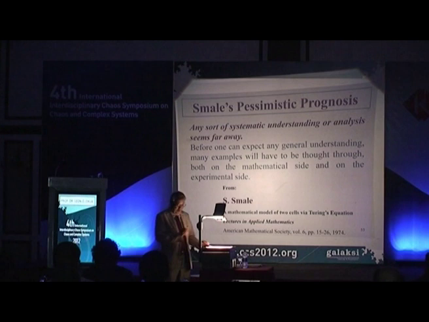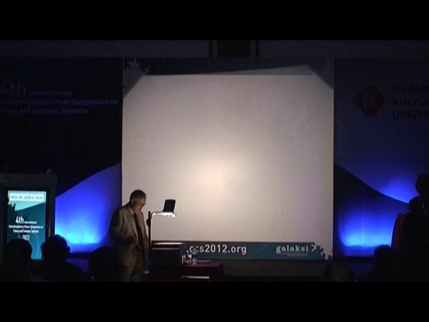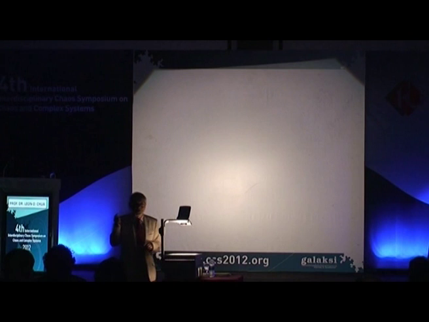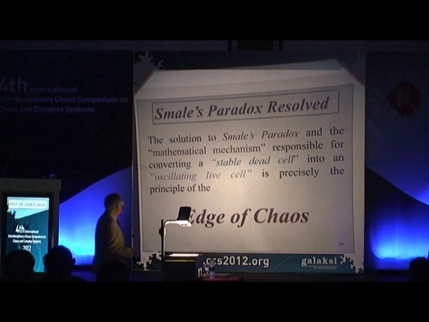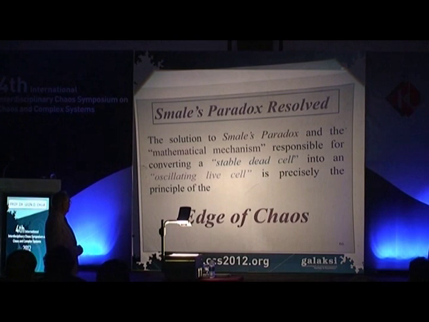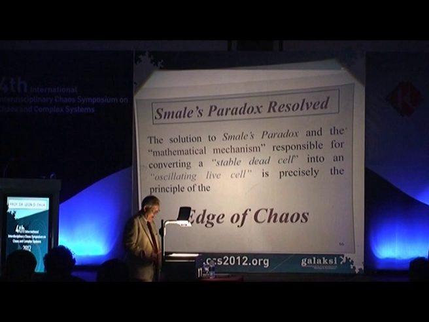Okay? So you can appreciate why this is a very fundamental result I'm presenting to you today. We got people like Turing and Smale that could not understand why. And now I have the solution. The solution to Smale's paradox, a mathematical mechanism responsible for converting a stable dead cell into an oscillating live cell, is precisely the edge of chaos.